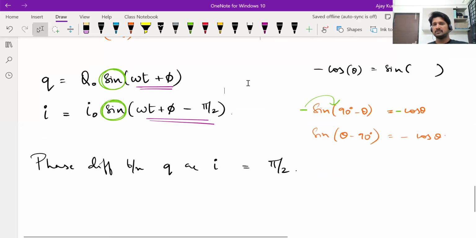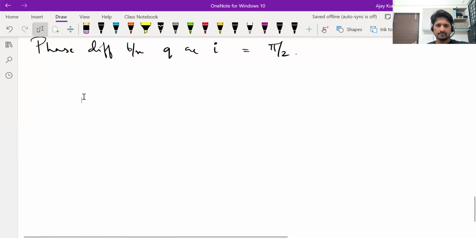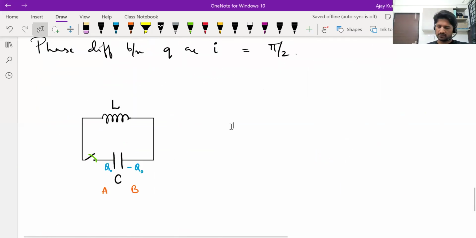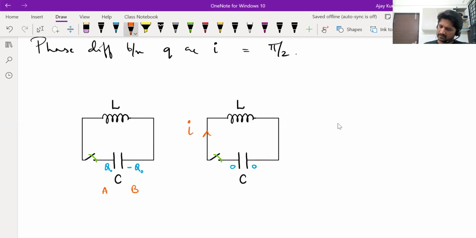When current is maximum, charge will be 0. Okay, that case is also there. See, the charges plus Q and minus Q, they switch places, no? In that process, there will come one instant. Okay, let me copy the circuit. As the plus Q and minus Q switch places, there will be one instant when the charge on the capacitor will totally become 0. They're in the process of exchanging places, so they're on the way, you can say. All the charge has left the plates. It's in the process of switching places. In that case, the current will be the peak current. Highest amount of current will be flowing at that time.